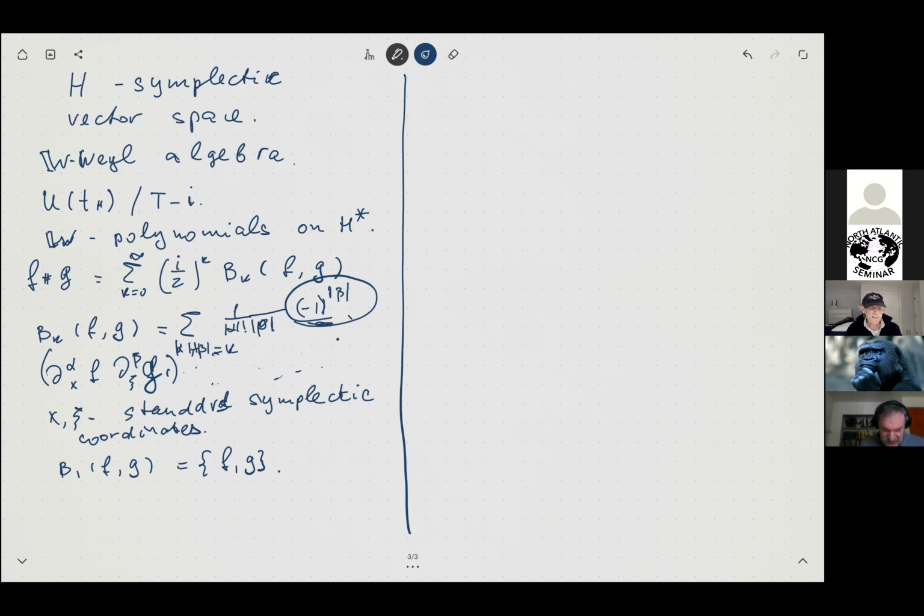If k equals 1, one should get the Poisson bracket as a check that this still makes sense. Yes, it does. And this is the Moyal product.